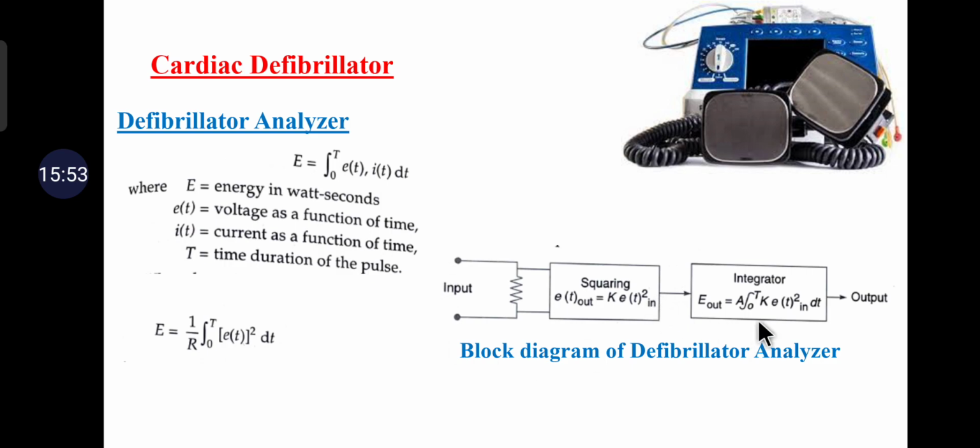Besides this block, the defibrillator analyzer contains other circuits for controlling the measurement operation. For example, a pulse integrator circuit integrates the squared function during the time that the pulse is present. During the remainder of the display time, it acts as an analog storage element. The voltage stored in the pulse integrator is read on the energy meter calibrated in watt seconds.